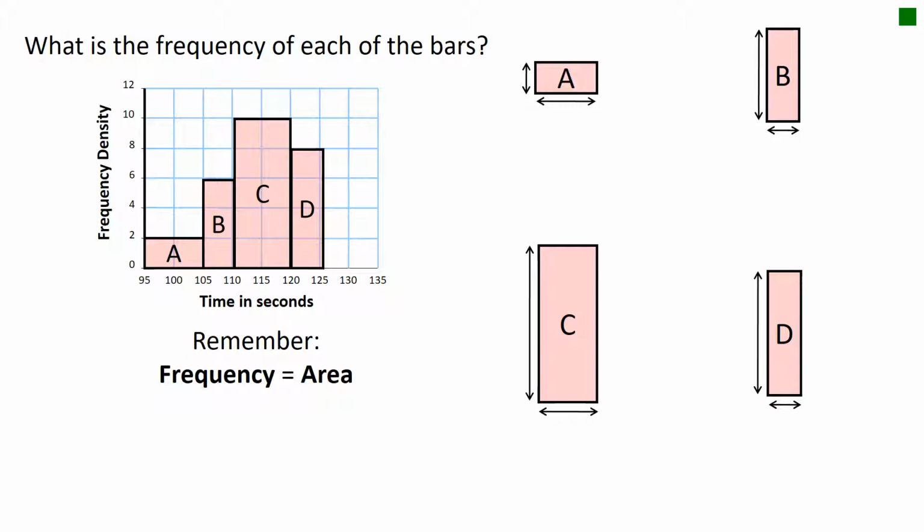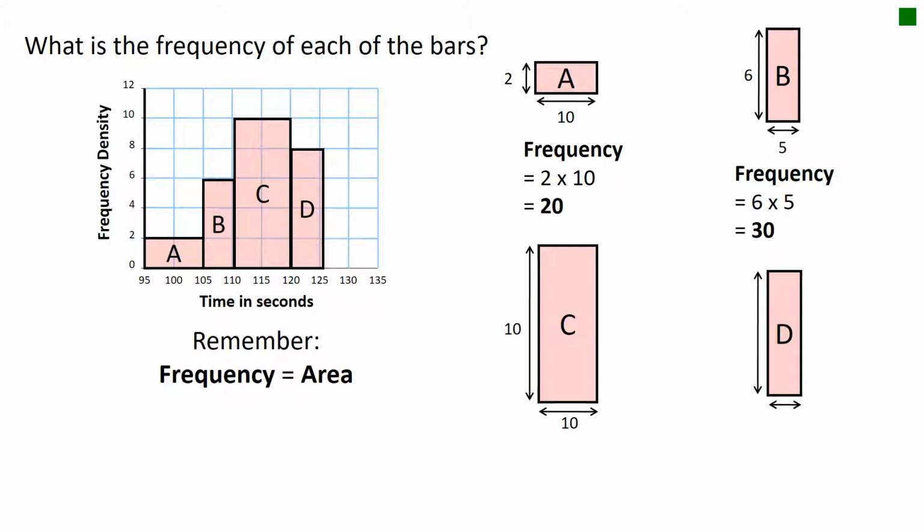What is the frequency of each of these bars? So to work out the frequency, we need to know the area. So therefore we need to know the length and the width of the bar. So for A, it's 10 by 2, making the frequency 20. B, we can see it starts at 105 and continues to 110, so that's a class interval of 5 and a height of 6, giving us a frequency density of 30. C is 10 by 10, frequency of 100. D is 5 by 8, giving us a frequency of 40.